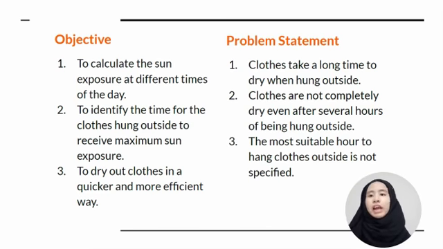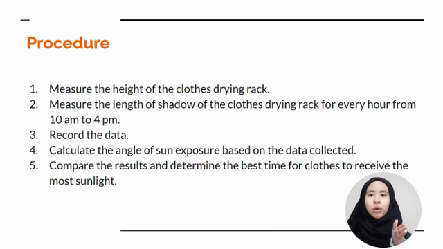Next, for the procedure, we measured the height of the clothes drying rack, and then we measured the length of the shadow of the clothes drying rack for every hour from 10 a.m. to 4 p.m. Then we recorded all the data, and the fourth step is that we calculated the angle of the sun exposure based on the data collected. And lastly, we compared the results and determined which is the best hour for the clothes to receive the most sunlight, which means the most sun exposure.